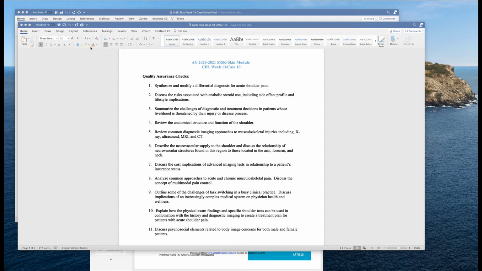We also want them to really interact with a lot of the psychosocial components of this case. So this is a patient who has their career challenged by this injury. And what are some of the diagnostic and treatment decisions that are limited or challenged by a patient whose livelihood is actually threatened by their injury or disease process?